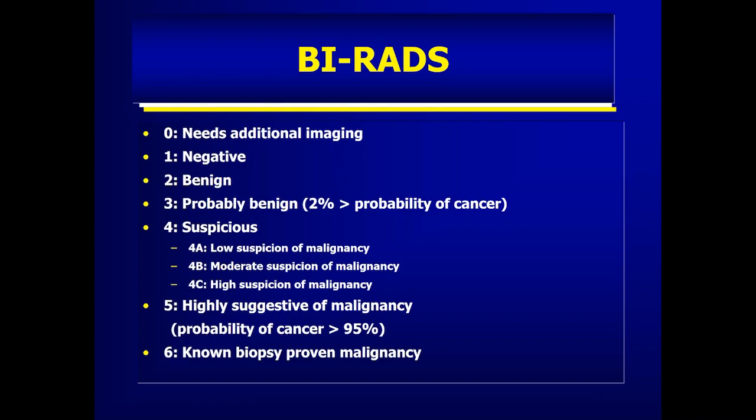1 is negative, 2 is benign, 3 would be probably benign, like a less than 2% likelihood of malignancy. And then 4 has been divided into 4 categories. That would be 4 for suspicious, but 4A is low suspicion, 4B moderate, and 4C high suspicion. And then category 5 is highly suggestive of malignancy. That would mean that the probability of cancer would be greater than 95%. And 6 is a known biopsy-proven malignancy.